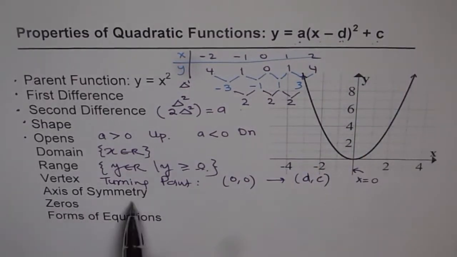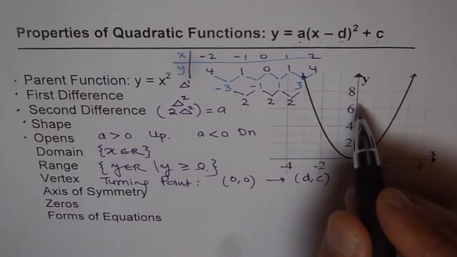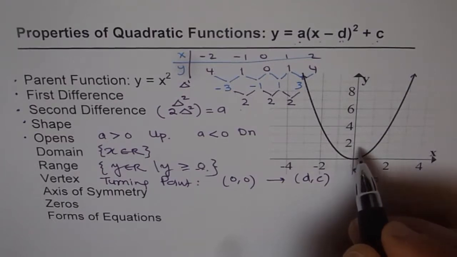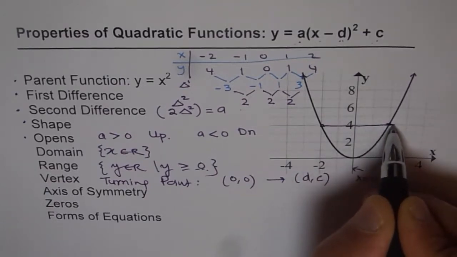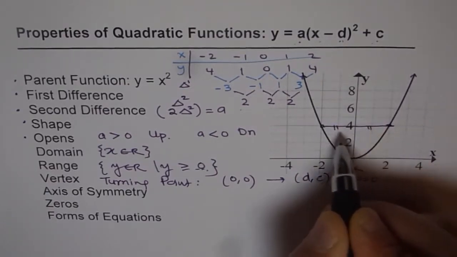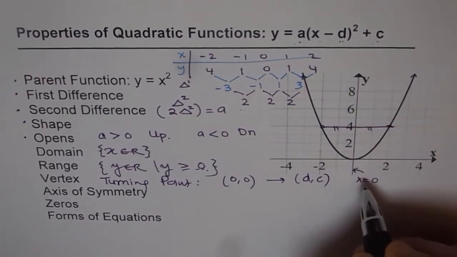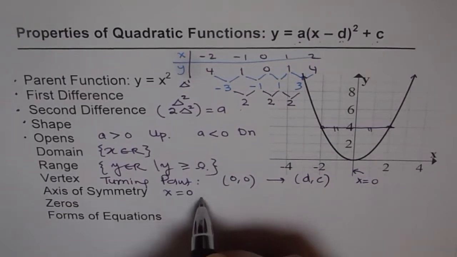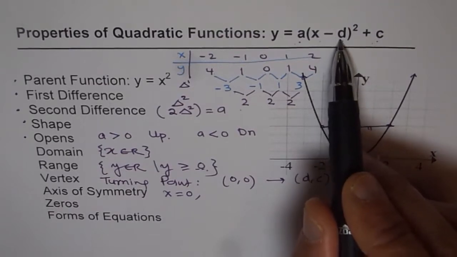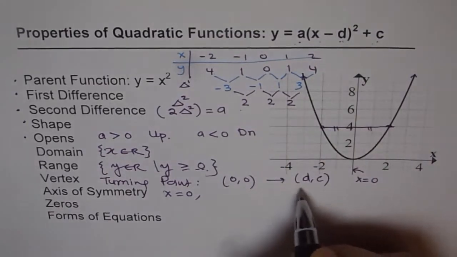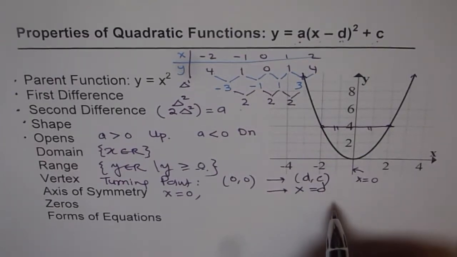Axis of symmetry. Axis of symmetry is the line which goes through the vertex. And you'll find that every point on the parabola has a reflected image on the other side, like this. So it is symmetric about the axis of symmetry. The equation of the axis of symmetry for x square is x equals 0, but if we consider the equation in the form of vertex, then it is x equals d, right? So when it is a transformed function, the axis of symmetry will be x equals d.